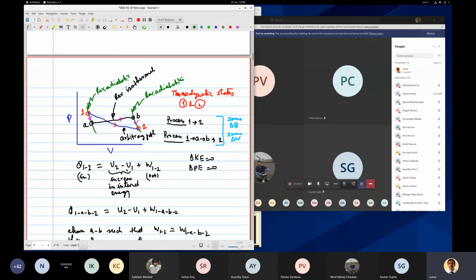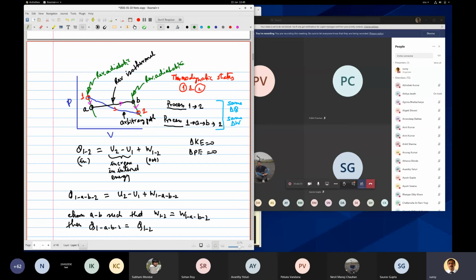Thought experiment. Again, this is one. So let us have the path 1A B2. Then Q1A B2 and same U2 minus U1, and then W1A B2. So we have two paths. One is directly going from 1 to 2, and the other one is taking reversible adiabatic, isothermal, and reversible adiabatic, connecting the two endpoints. So we have said that same Q, same W. Right. Same Q, same W.